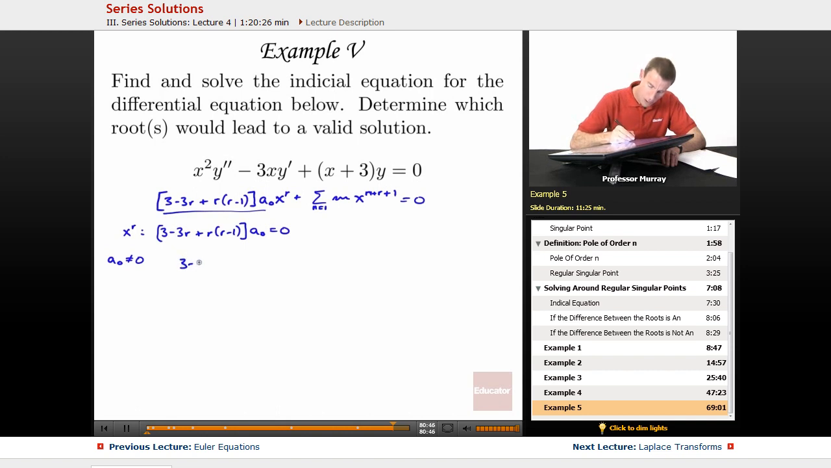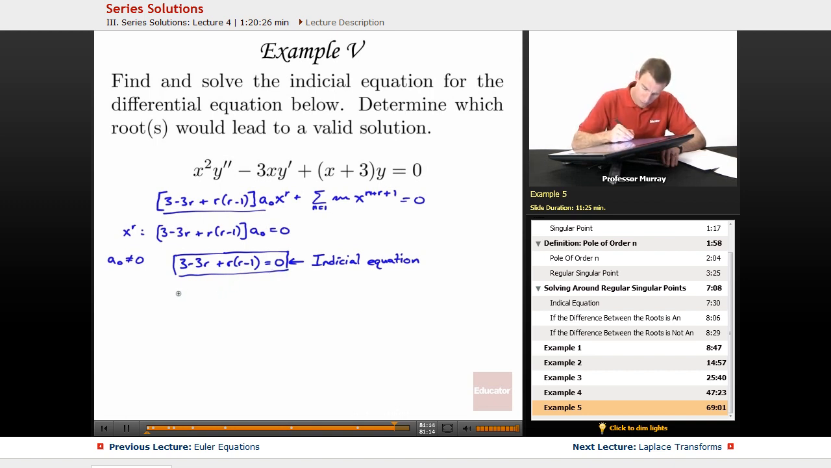So we get 3 minus 3r plus r times r minus 1 is equal to 0. So that's the indicial equation. That's the indicial equation right there. But we're also asked to solve that, and we'll go ahead and solve that. It should be a pretty easy quadratic polynomial.